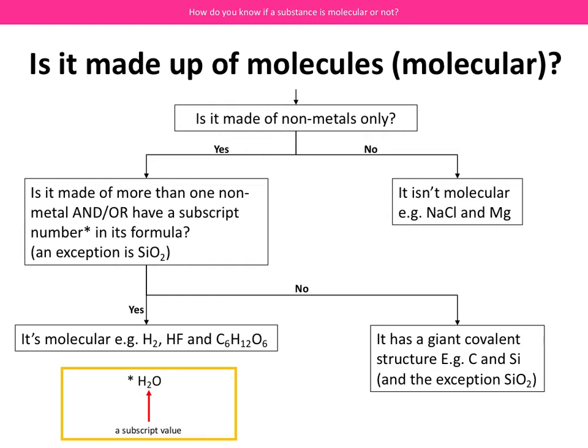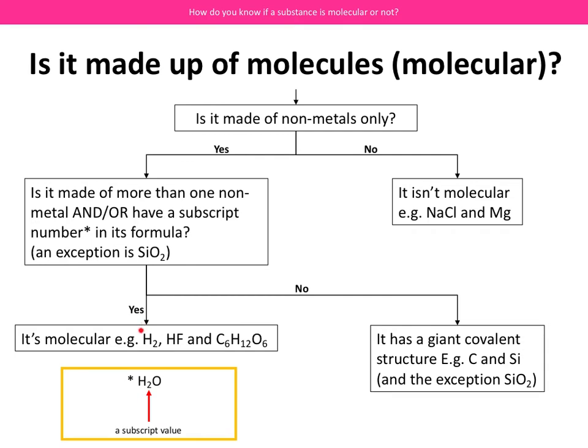Then we've got two questions. Is it made of more than one non-metal? And does it have a subscript number in its formula? Subscript is the small number that we see in the formula. Again, there's that word sub that we spoke about earlier. It means beneath, so subscript is basically beneath the line or beneath the writing. So if we have one of those small numbers that we see, look, there's our example at the bottom there. If we answer yes to either of those questions, or both, then the substance we're looking at is molecular.